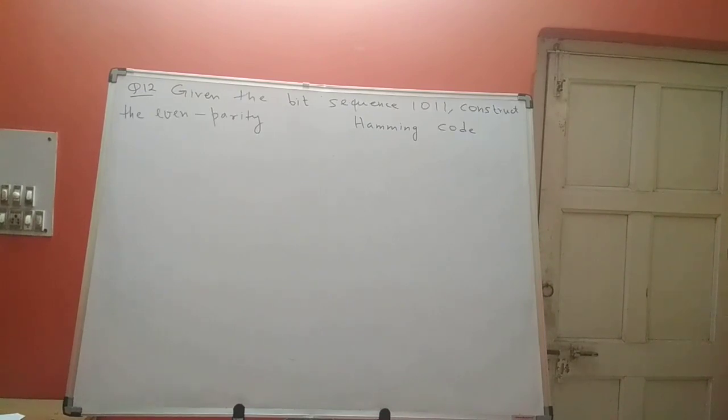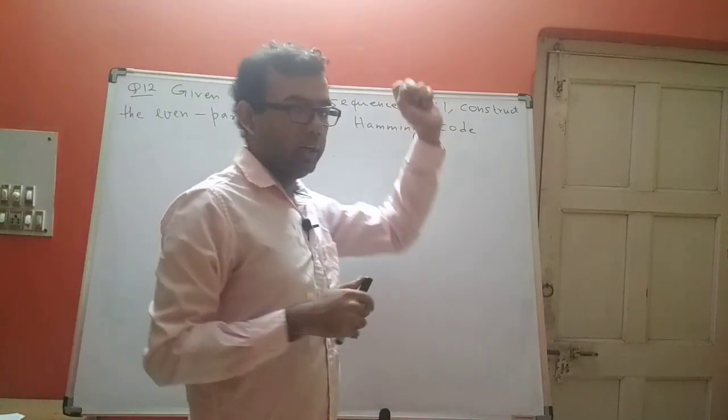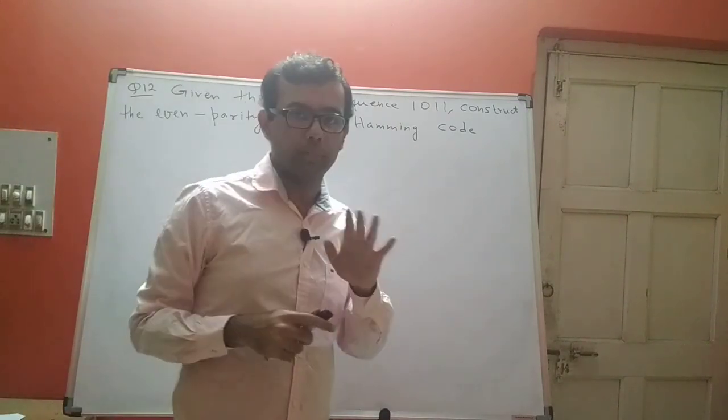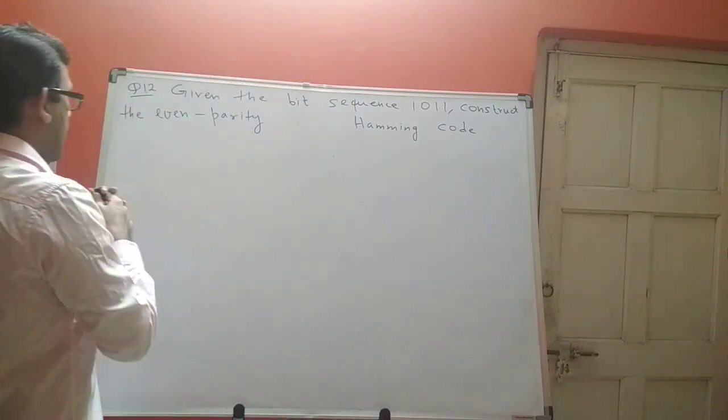Okay, let's look at this question now. You have been given a bit sequence, as you can see here, 1011, and you have been asked to construct the even parity Hamming code. Now let's see how you can construct the Hamming code sequence.